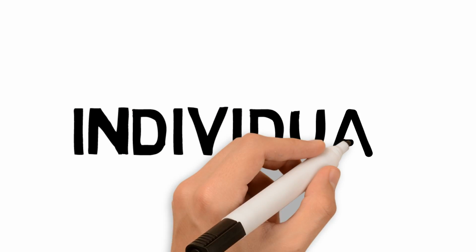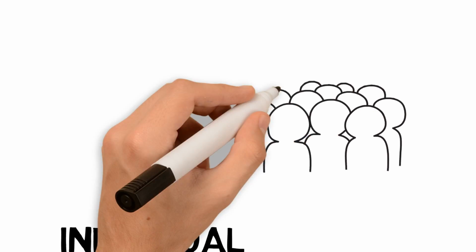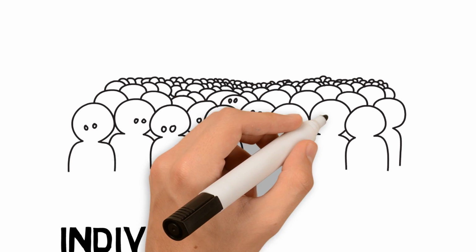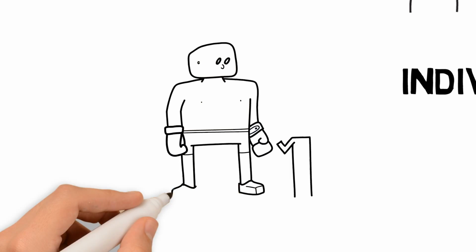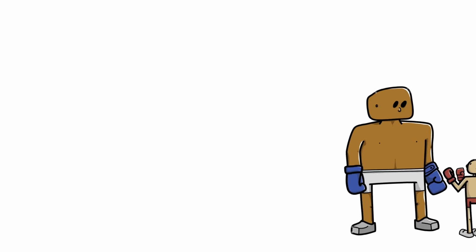The second is the individual. Each individual has a unique set of constraints, whether that be physical attributes, such as height, weight, or limb length, or mental attributes, such as experience, personality, or confidence.